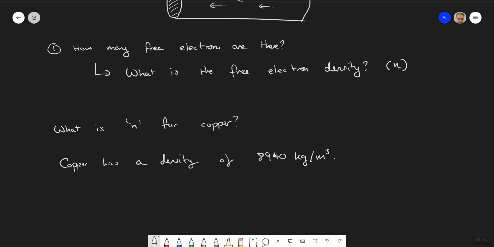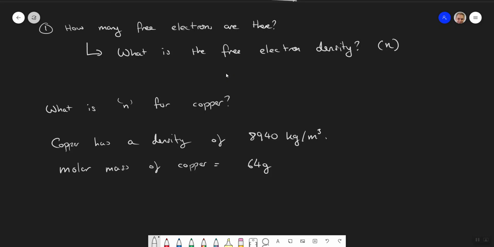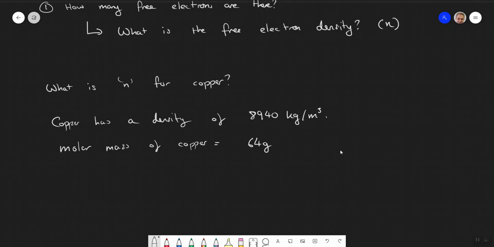However, the molar mass of copper is equal to 64 grams. So if I decided that this weird wire was 1 cubic meter of copper, I'd actually be able to work out how many there would be, because I just need to know how many atoms of copper are in this. And if I know how many atoms of copper are in it, and I assume that one atom gives me 1 electron, then that actually gives me the same answer.